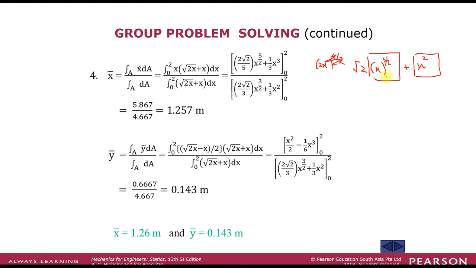And for y also we do the same, since we know that the formula for y here is also square root 2x minus x, okay, divided by 2, times the area, which is again 2x plus x and dx, and also divided by the integration of the differential element area. And the equation is square root 2x plus x dx. So here you have to open these equations.